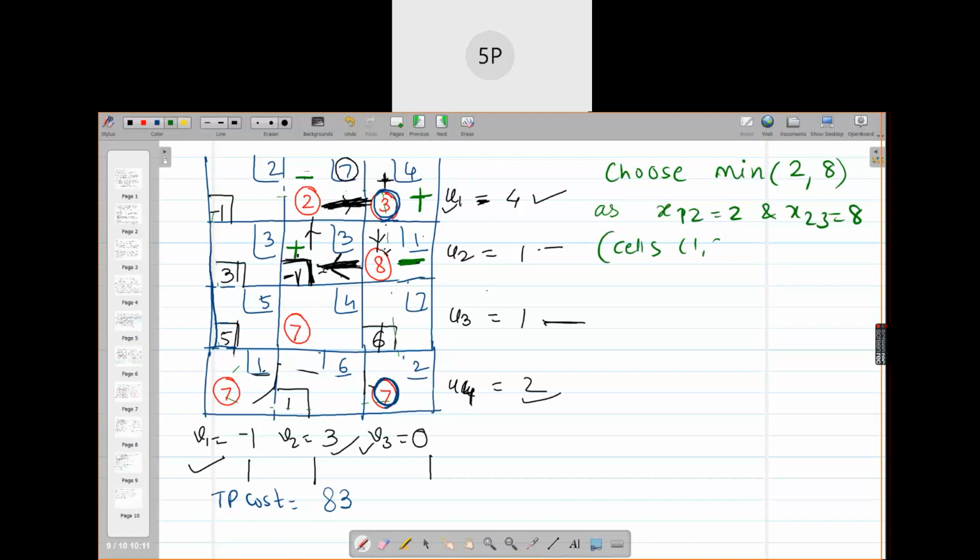Cells 1, 2 and 2, 3 have a negative sign. Okay, so you have to go to the cells which have a negative sign in the loop and see the number of units placed over there. Here in 1, 2 there are 2 units. Here in 2, 3 there are 8 units. So how many units can we adjust? Of course, the minimum units we can adjust. Because if I am taking 8 units from here, can I take 8 units from here where there are 2 units?